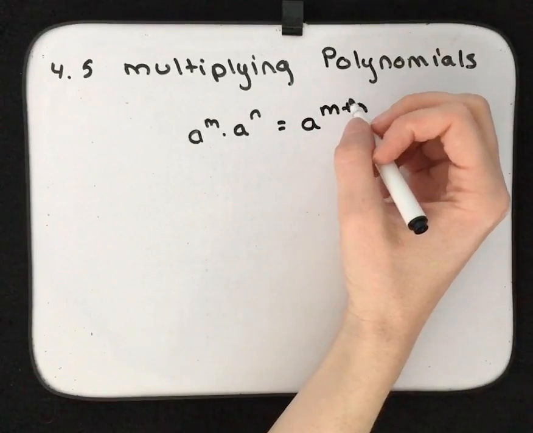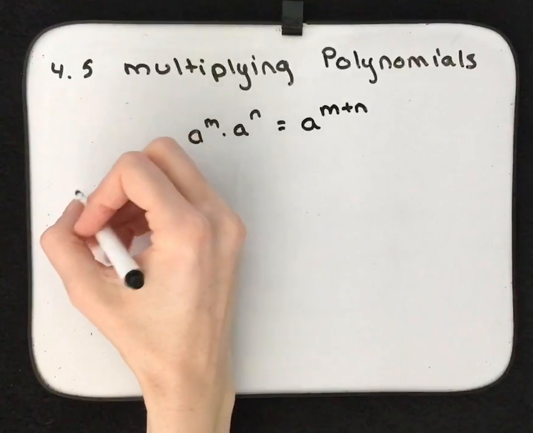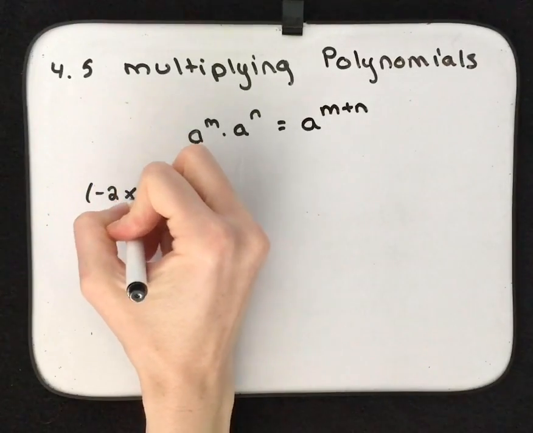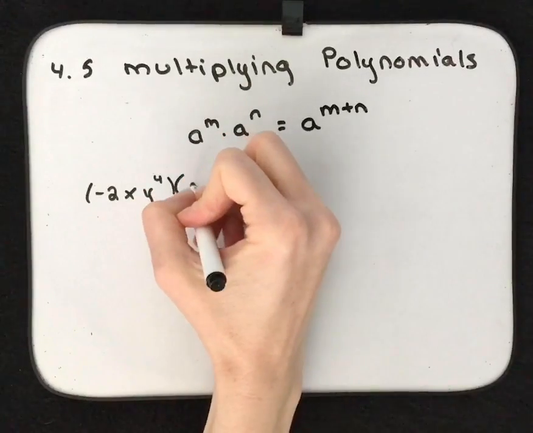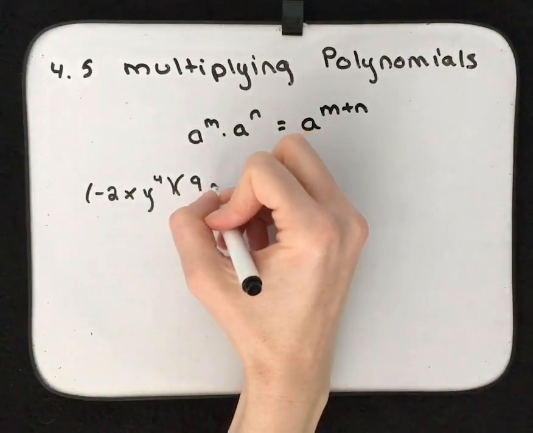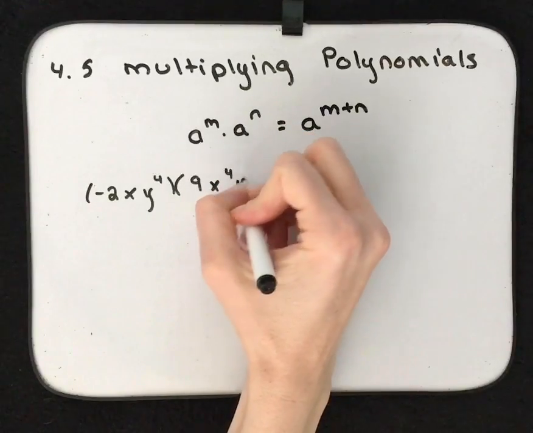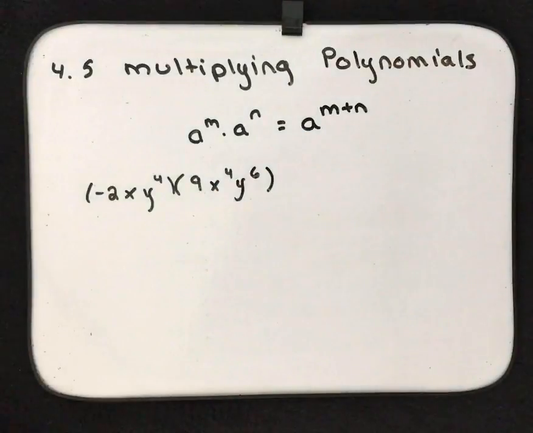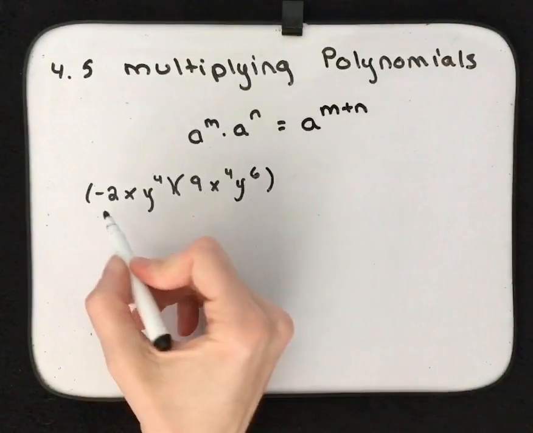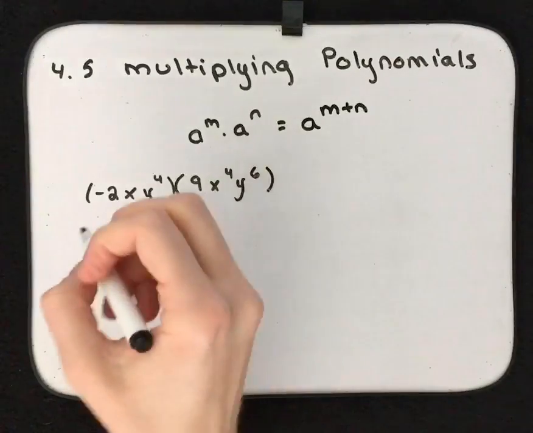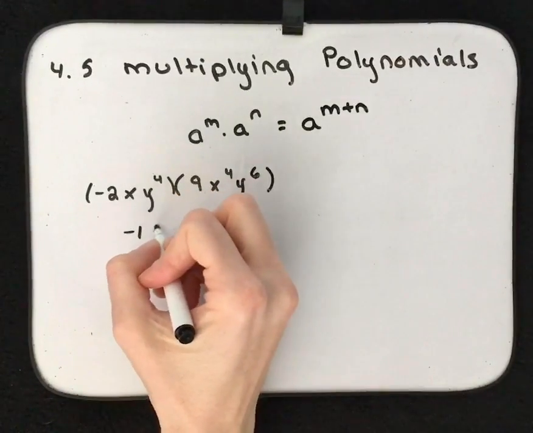So for our first example, let's look at negative 2x y to the fourth times 9x to the fourth y to the sixth. We need to look at our common pieces, and as long as the bases are the same, then we can add our exponents. So let's start with the pieces that we can do. It's all multiplication here, so we can do negative 2 times 9. Negative 2 times 9 gives us negative 18.